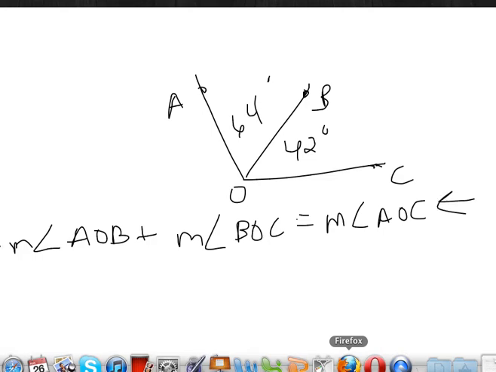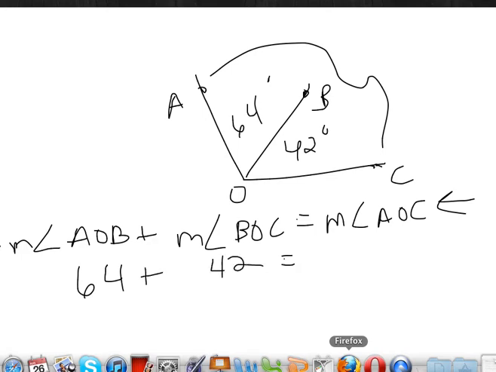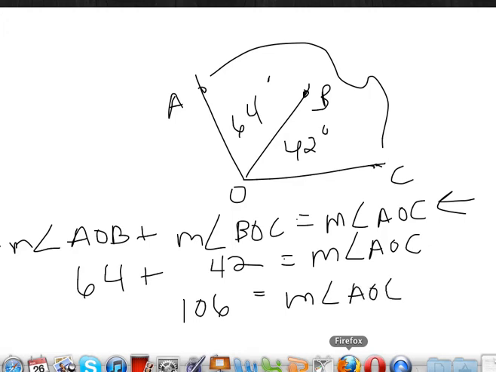Next, we want to plug in what we know. We know that AOB is 64 degrees. Okay, so AOB is 64. I'm going to plug in 64. I know that BOC is 42 degrees, so I'm going to write 42. And we are still trying to figure out the measure of angle AOC. I'm going to simplify the left side, and I get that 64 plus 42 equals 106. So in the end, I get that the measure of angle AOC is 106 degrees. Don't forget your degree symbol.